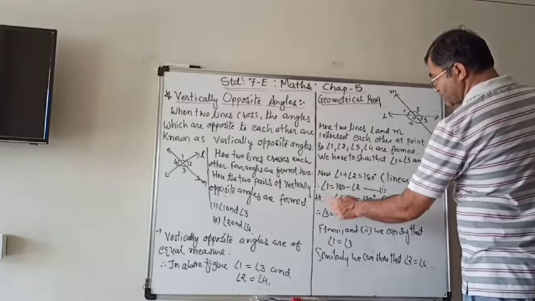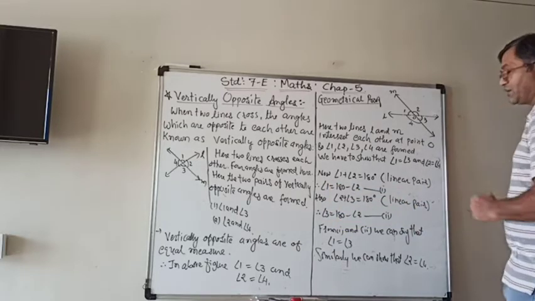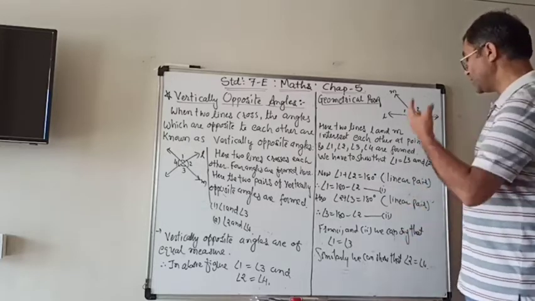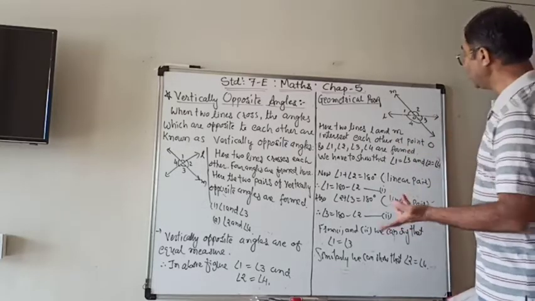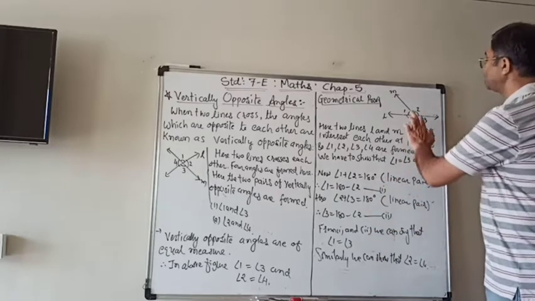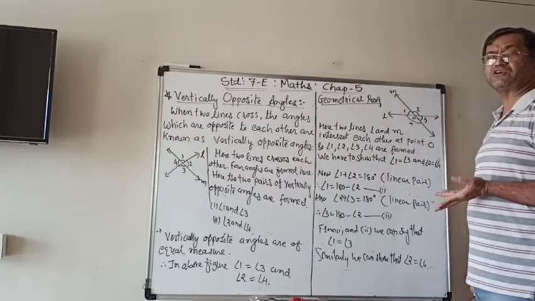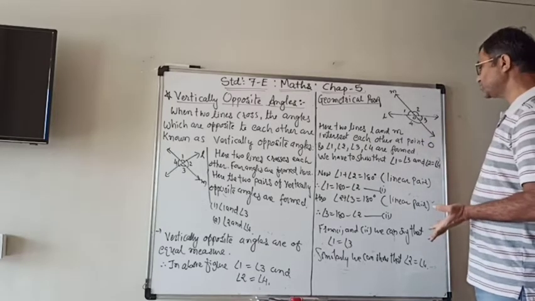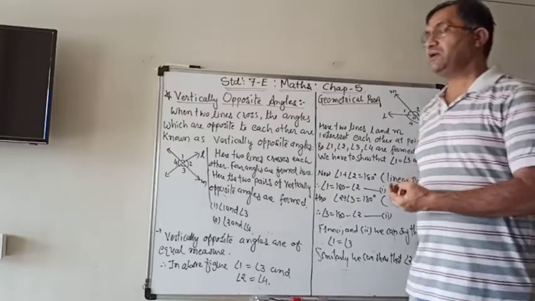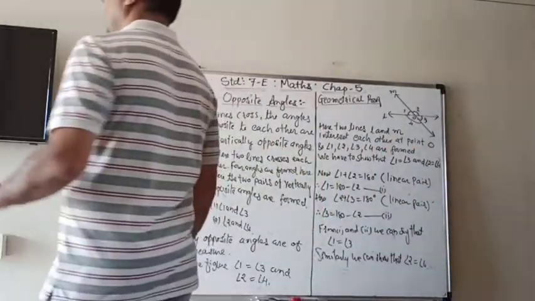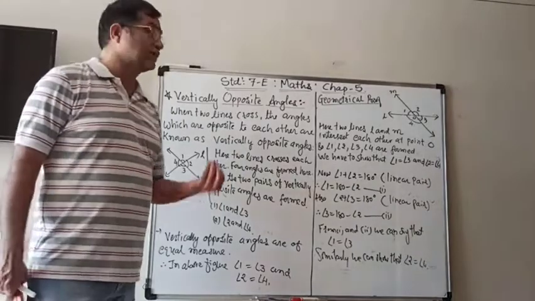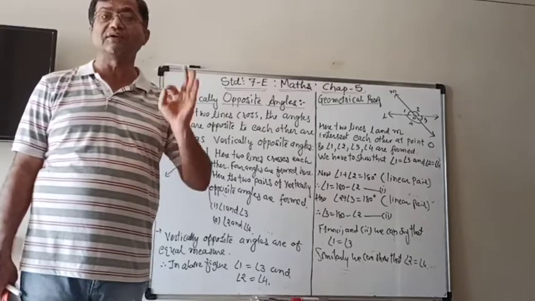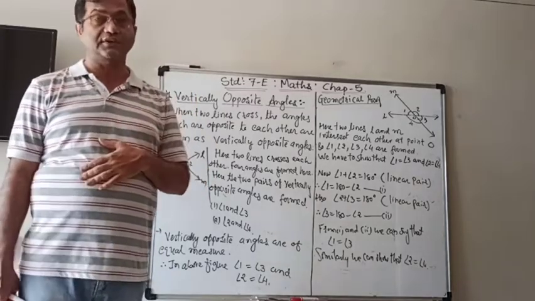If you compare results 1 and 2, what do you get? Angle 1 is equal to angle 3. Similarly, we don't need to show it here, but we can prove that angle 2 is equal to angle 4 also. So in this way, you can conclude that vertically opposite angles are always of equal measure.